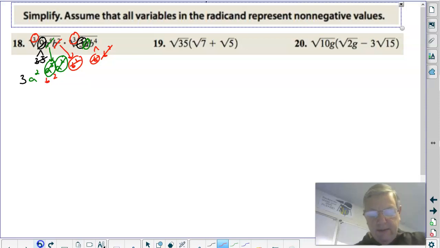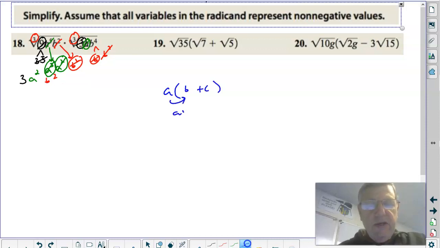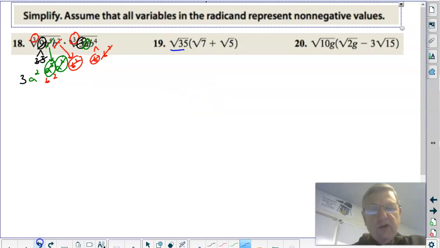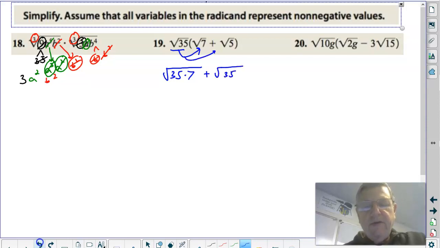All right, let me get to 19. All right, 19. Notice the distributive property, right? We all know the distributive property, a times the quantity b plus c equals ab plus ac. So that's what we're going to do here. We're going to distribute the square root of 35. But you have to pay attention to what's going on in this first distribution. Watch. We have a 35 times a 7. On the second distribution, we have a 35 times a 5.